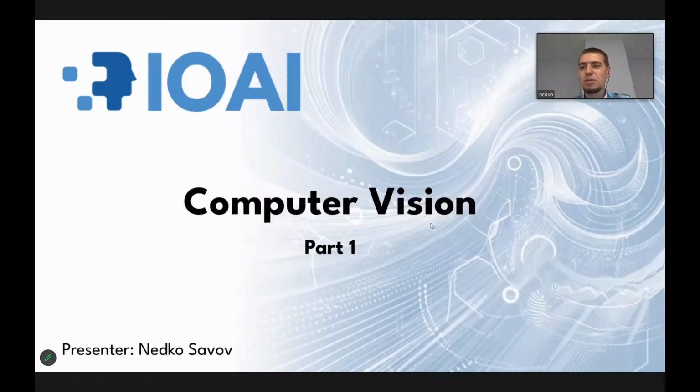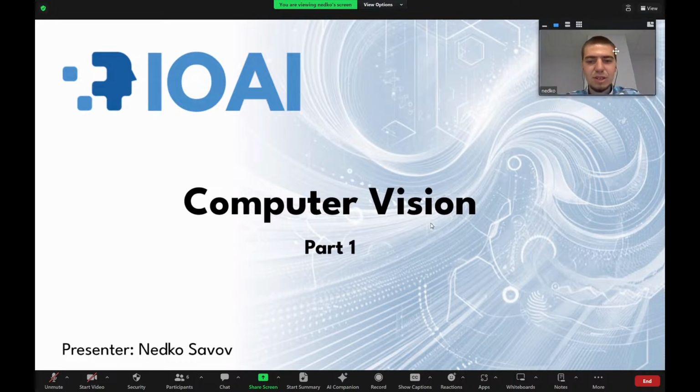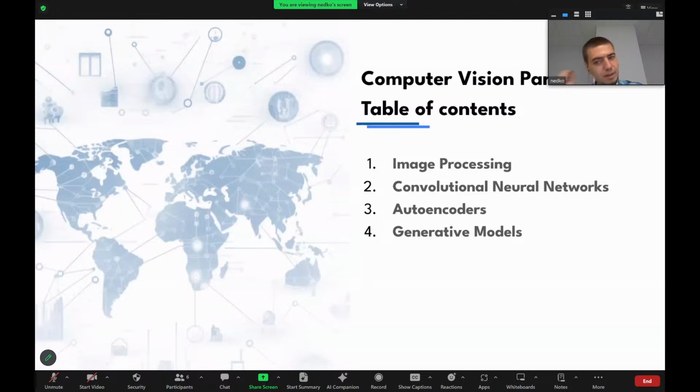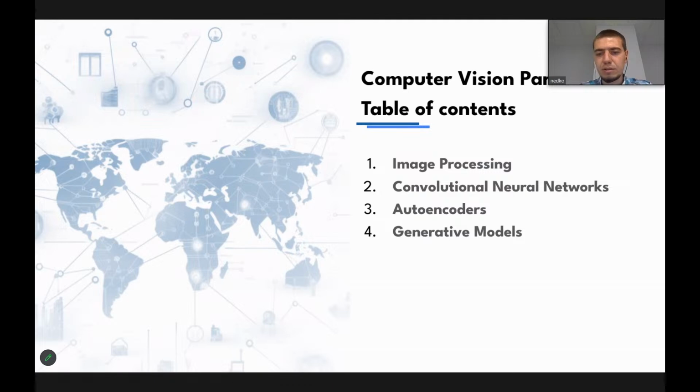All right. So welcome, everyone, to this first part of computer vision. In this first part, we're going to cover some more basic topics in computer vision to give you some background. We'll start with some basic work with images, how we work with images. Then we will extend those operations to convolutional neural networks. We will discuss encoder-decoder architectures through autoencoders. And then I will give you some examples of generative models.